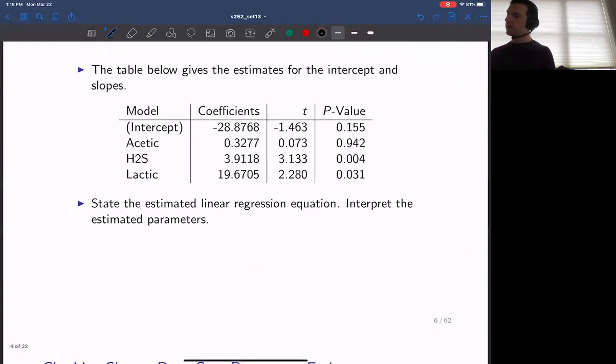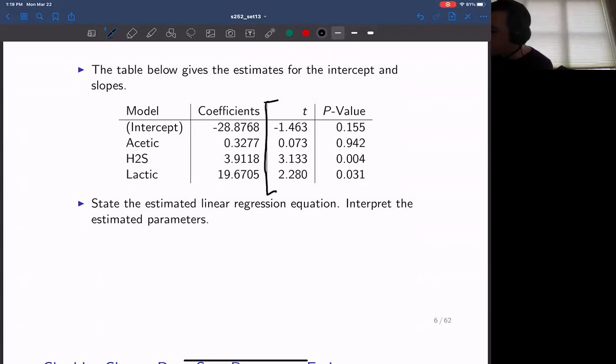All right, so the table shown below is giving us information about the fitted line. You can see that we have a coefficient row, a t-value row, and a p-value row. Each of these coefficients represents one of the model parameters. The t-value and the p-value represent individual tests about the coefficient. Okay, so let's highlight these values here.